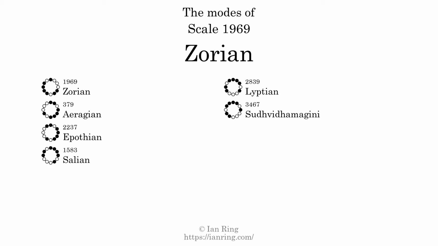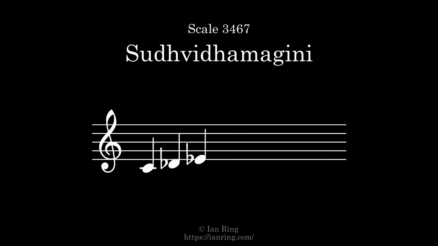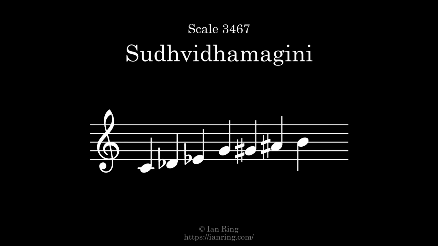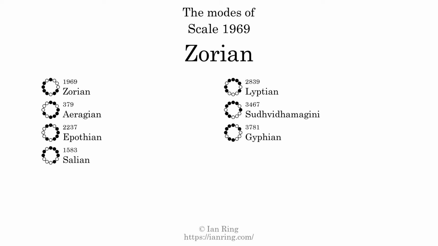The sixth mode is scale 3467, also known as subvertimagine. It sounds like this. The seventh and last mode is scale 3781, also known as Jiffian. It sounds like this.